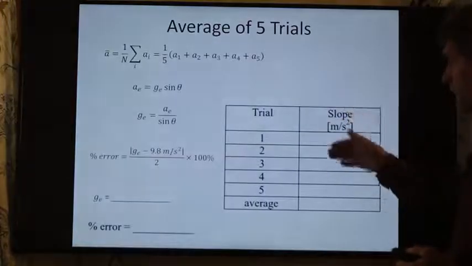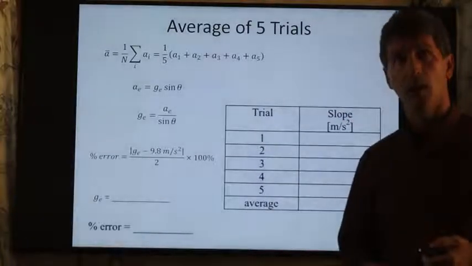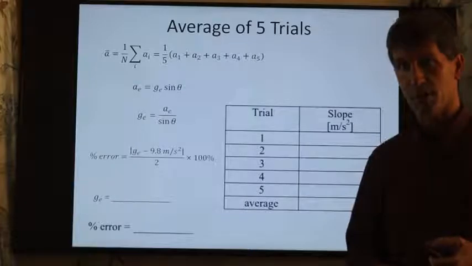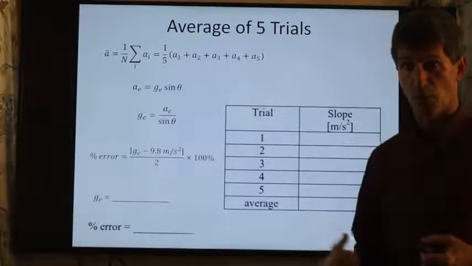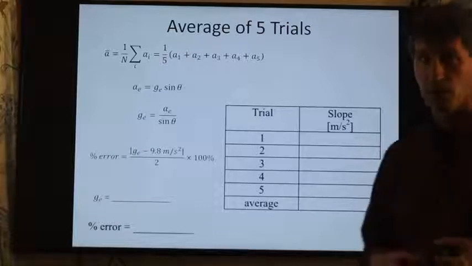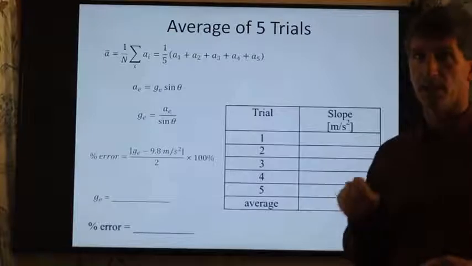So again, 5 different slopes are needed. If you need to let the cart go more than once down the track to get additional slopes, that's fine. Just make sure you don't change the slope. Okay? Getting an accurate slope is so important here. Making sure that protractor is right on 5 degrees is essential.